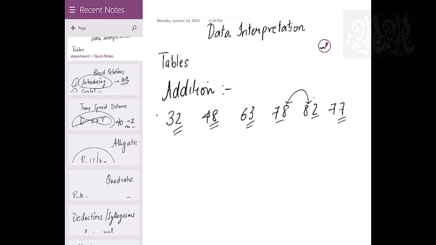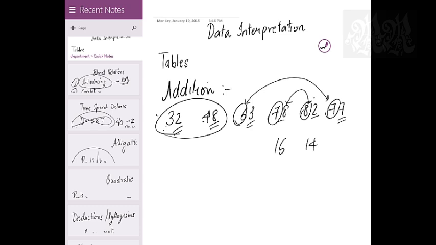If I merge these two, 7 and 8 is the first place. What is 7 plus 8? 15 plus 1, 16. If I merge these two, 7 and 6 is the first place. What is 6 plus 7? 13. 13 plus 1, 14. If I merge these two, 3 and 4 is the first place. What is 3 plus 4? 7, 7 plus 1, 8.